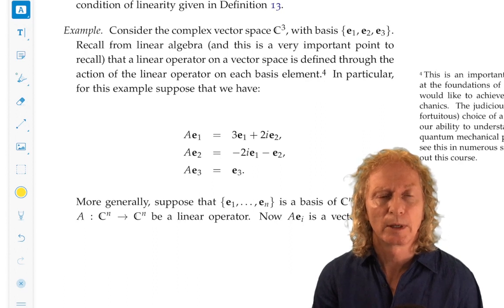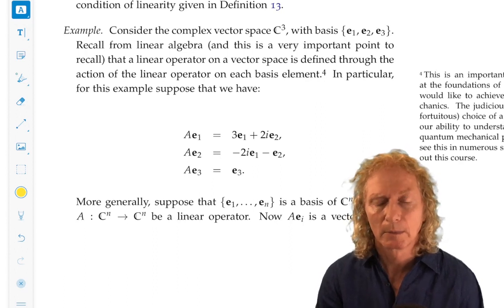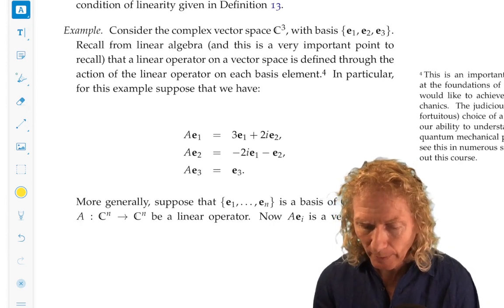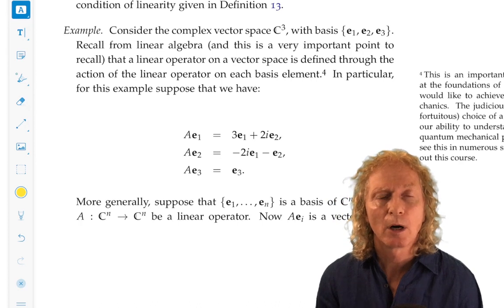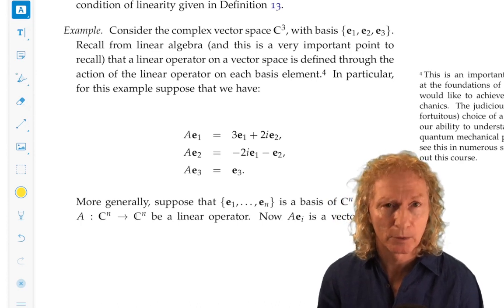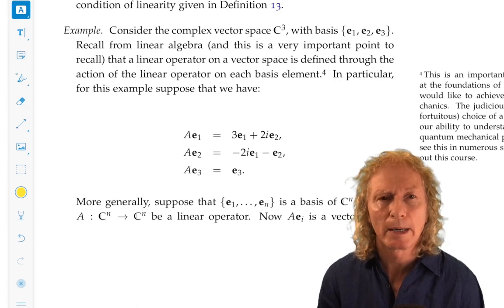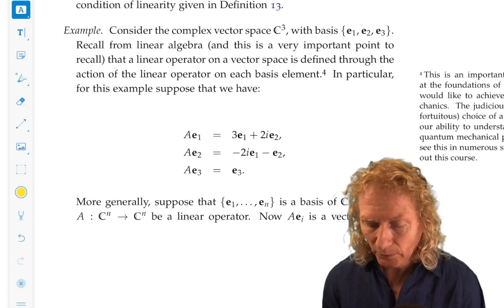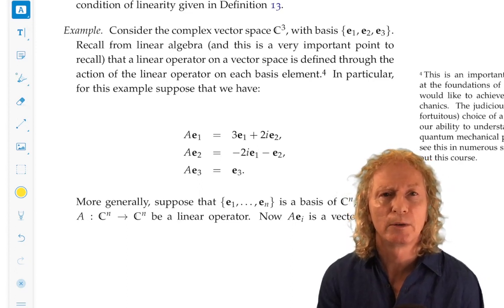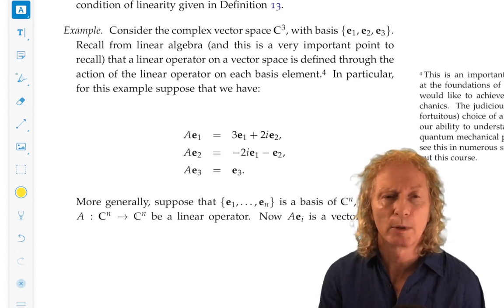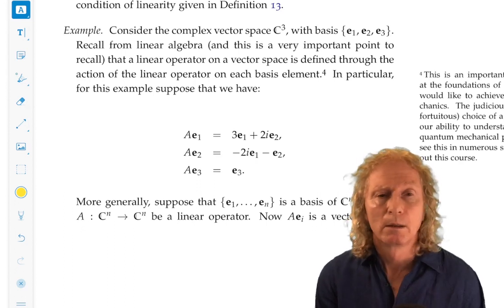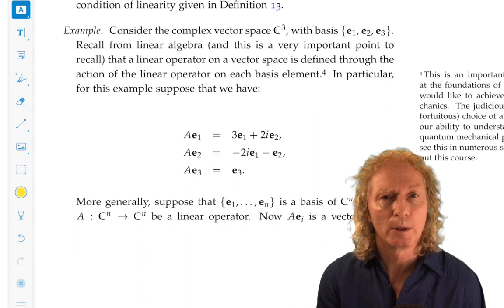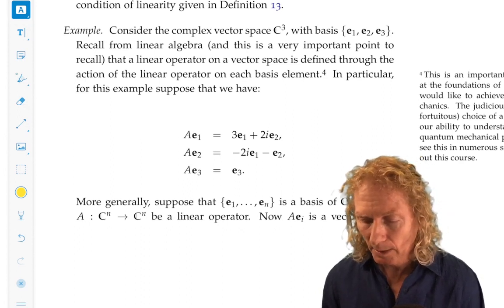That's a complex vector space, and we know what the inner product is on that vector space. So an important fact from linear algebra is if we have a linear operator and we have a basis on our vector space, that linear operator is determined by how it acts on each basis vector. So what does that mean? Well, here's just a little example. C3. Let's suppose C3 has three basis vectors, e1, e2, e3. Let A act on e1, e2, and e3. A e1 is a vector in C3. So because e1, e2, e3 is a basis, it can be represented as a linear combination of the basis vectors. And so on for the other two.